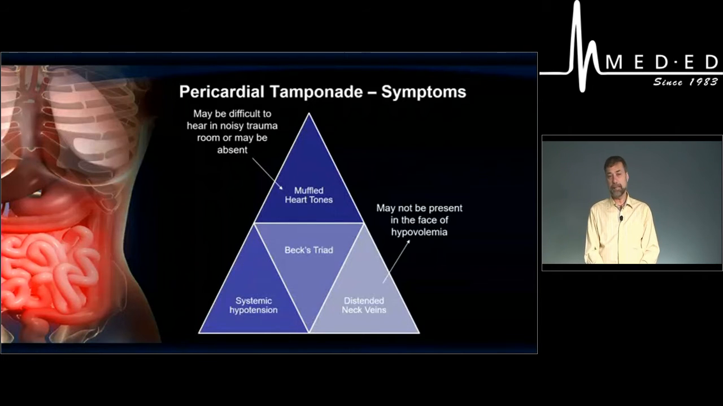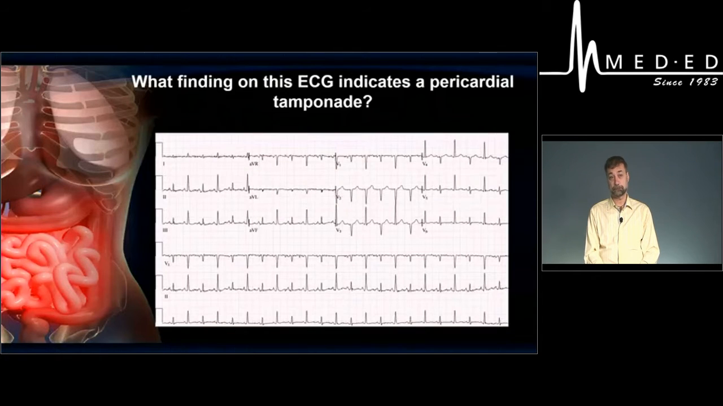So you may get the components of Beck's triad, but just note that not everybody gets all three, even though they have a tamponade. Now, the EKG may be a better indicator that your patient has a tamponade. If you're watching this on video, look at that EKG. You may even want to pause the video for a moment. See if you can see the various changes in that EKG which kind of say tamponade.